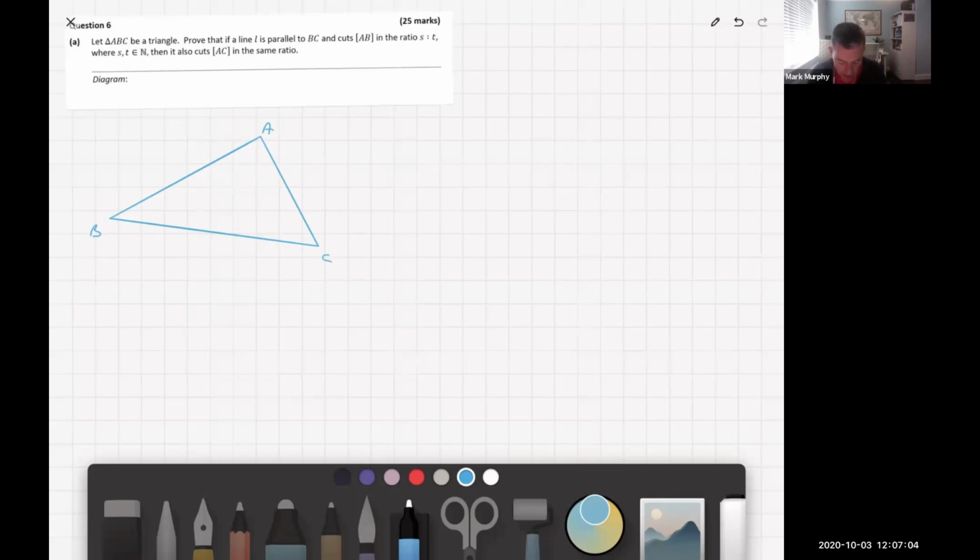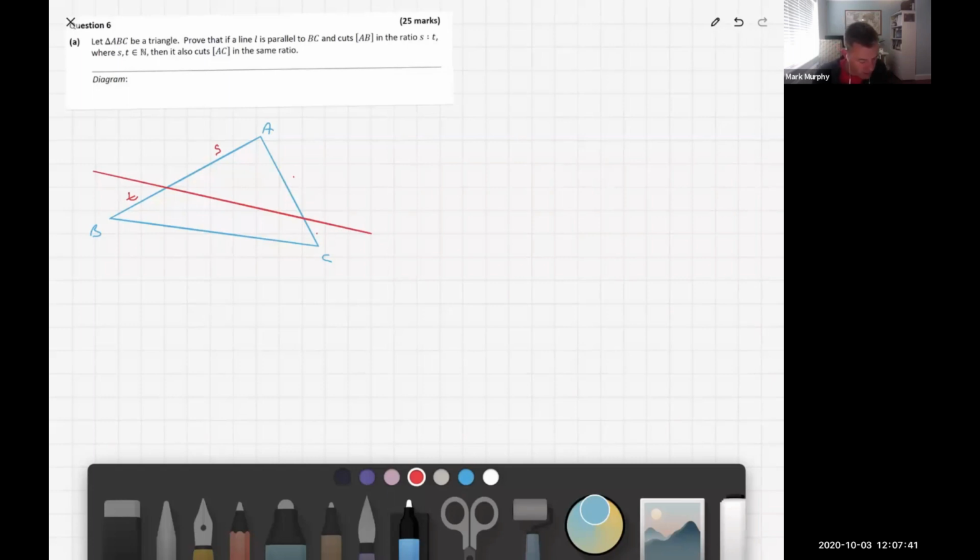Prove that if line L is parallel to BC. So let's draw in the line L that's parallel to BC. More or less parallel there, okay, we get the idea. And it cuts AB in the ratio S to T. Then it also cuts AC in the same ratio. So this ratio is the same as this ratio.